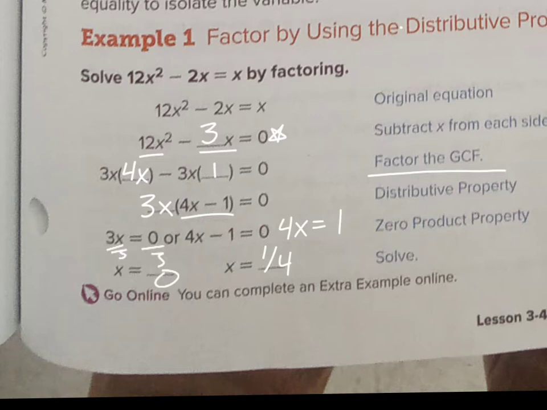And just to connect it back to the graph of a parabola, we could graph this parabola. You should notice that it opens up because a is positive, and then it's going to cross the x-axis at 0 and 1/4.